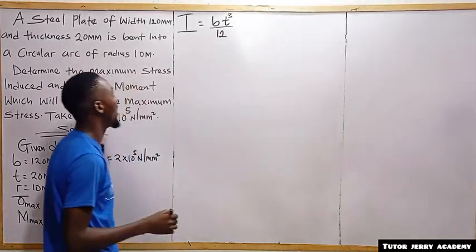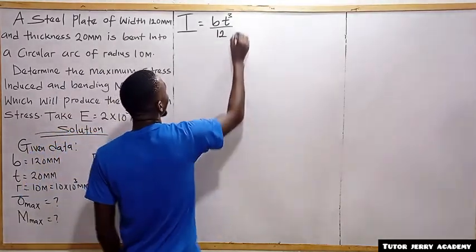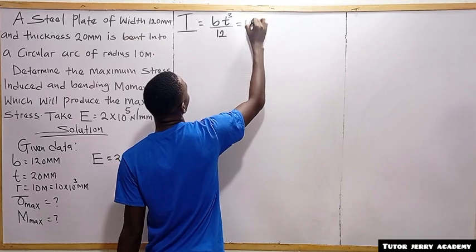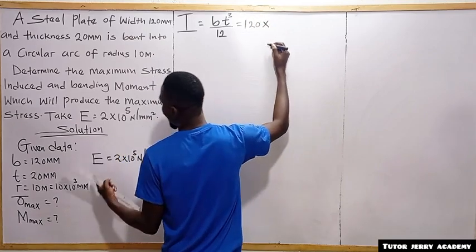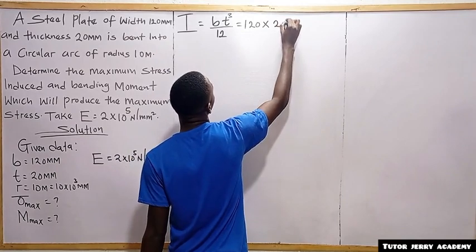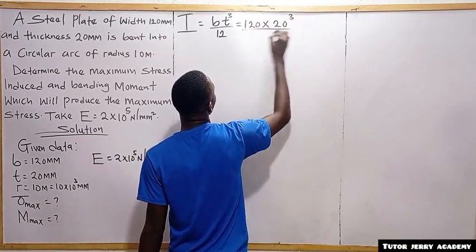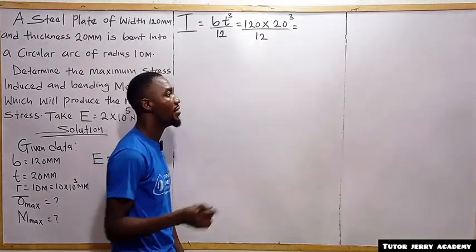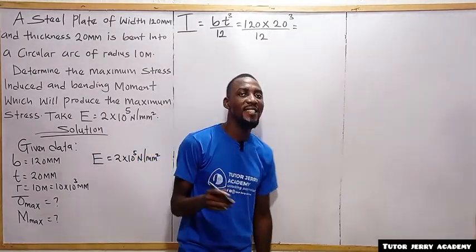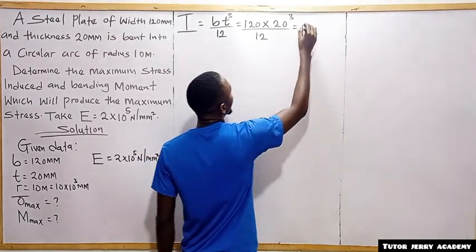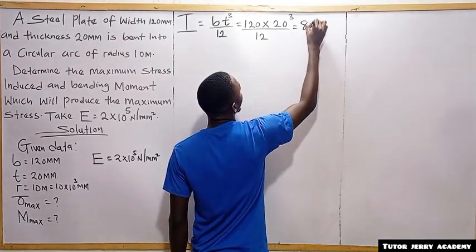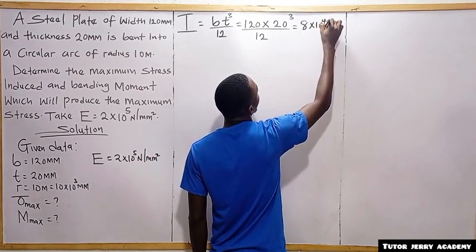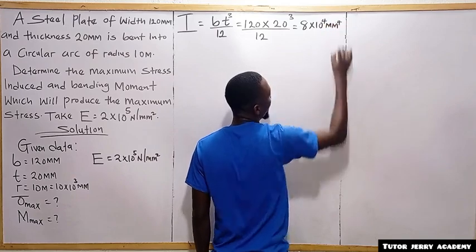So we are going to substitute now. We are going to have our base to be 120, so we are going to have 120 multiplied by thickness, which is 20 to the power of 3 divided by 12. If you press this value, you are going to have this to be nothing but 8 times 10 to the power of 4 mm to the power of 4 as well.